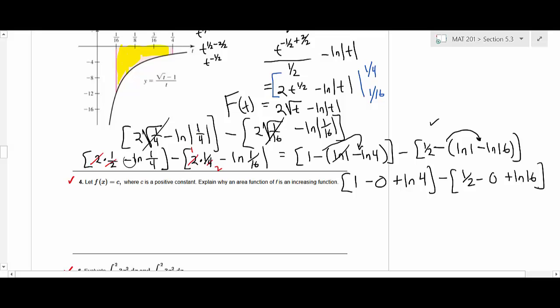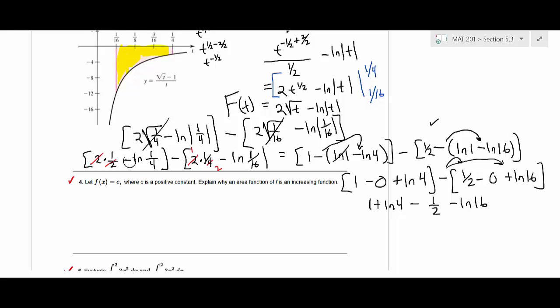Now there's a couple other things I can do. So I'm going to take off these brackets now. So this is just 1 plus ln 4 minus, and be careful with the sign, that's minus a half, and now that's going to be minus ln 16. Now, there's one thing I can do with that 16. Any idea what I could do with that 16? I can write it as what? You could do 4 to the second.